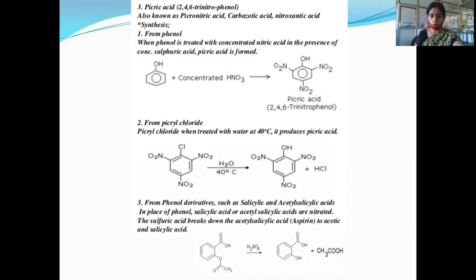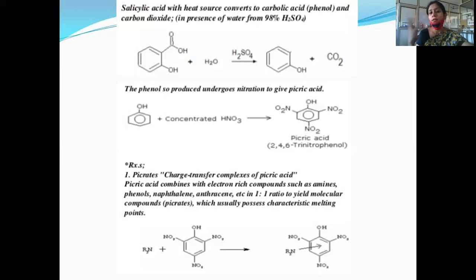Then from phenol derivatives also, like salicylic acid, acetyl salicylic acid, we get this. So in place of phenol, salicylic acid or acetyl salicylic acid are nitrated. And the sulfuric acid breaks down the acetyl salicylic acid, or the aspirin, to acetic acid and salicylic acid. Then the salicylic acid gets converted to phenol. And then this phenol undergoes nitration using the nitrating mixture and gets converted to picric acid.